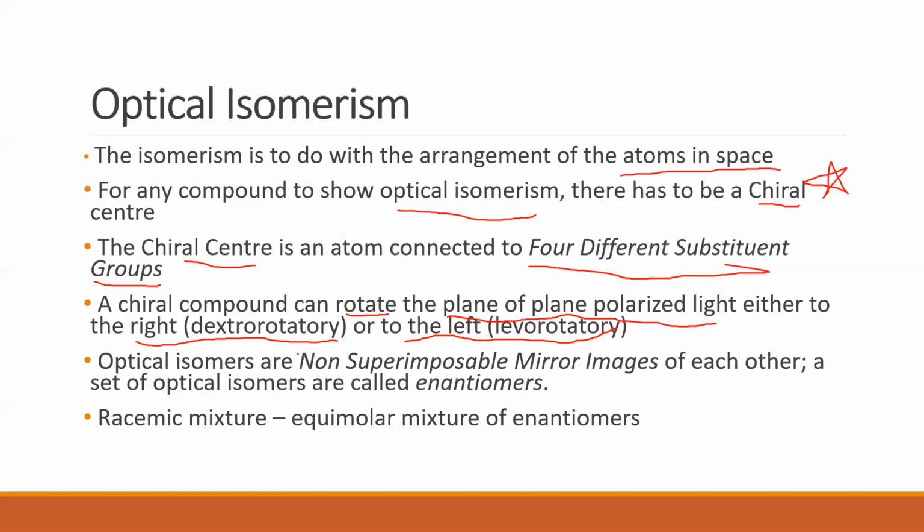Optical isomers are non-superimposable mirror images of each other. So who are optical isomers? They are non-superimposable mirror images of each other. Such a set of optical isomers are called enantiomers. Okay, so let me repeat. Optical isomers are non-superimposable mirror images of each other. A set of optical isomers are called enantiomers.